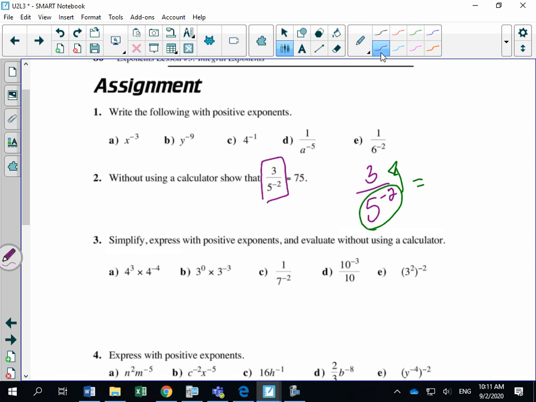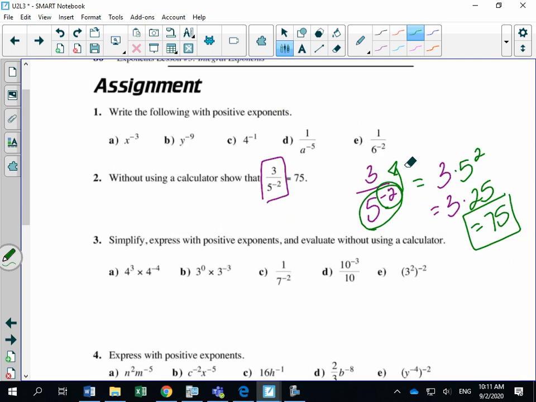So I already have a 3 there. It has to stay. But now if I bring that 5 up, that negative 2 becomes positive 2. What this is equal to is 3 times 5 squared, which is 25, and 3 times 25 is 75. So that's how you would solve 3 divided by 5 to the power of negative 2, and how you would get 75 as an answer by showing me all of your work.